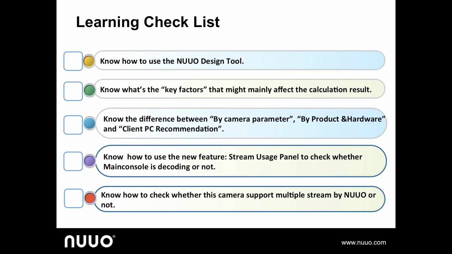And then I would like you to know how to use the new feature, the stream usage panel in our main console, to check whether the main console is decoding or not. And at last, I wish you to know how to check whether a camera is supported for multi-stream by NUUO. Where can you go to check whether this camera supports multi-streams by the main console?